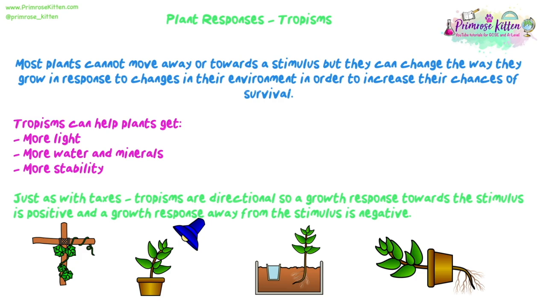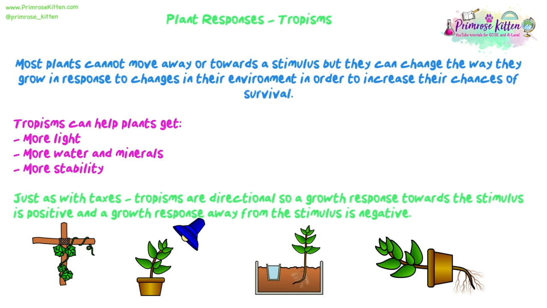Plants can't move away or towards a stimulus. They can't get up and physically move themselves. They're not mobile organisms, but they can change the way they grow in response to changes in their environment. So if it's a movement towards or away from a stimulus that involves the whole organism moving, then that is a taxis. If it's something where a plant is obviously just changing the direction of growth towards or away from a stimulus, then it's a tropism.